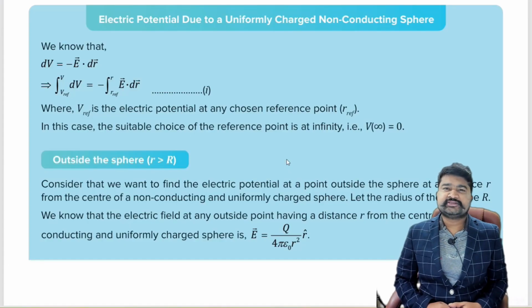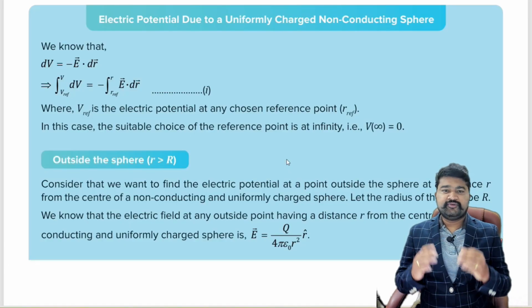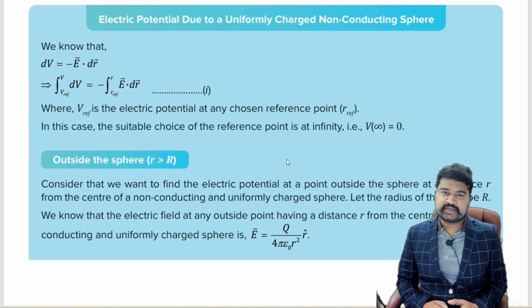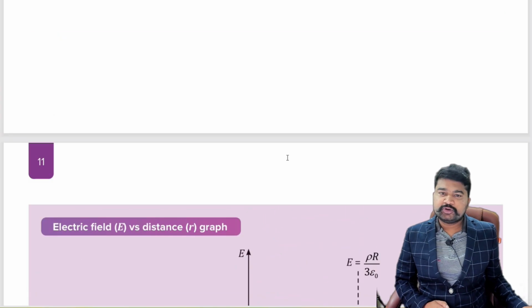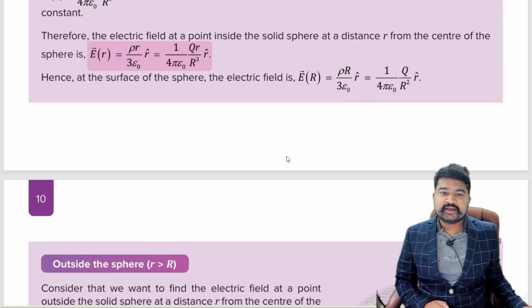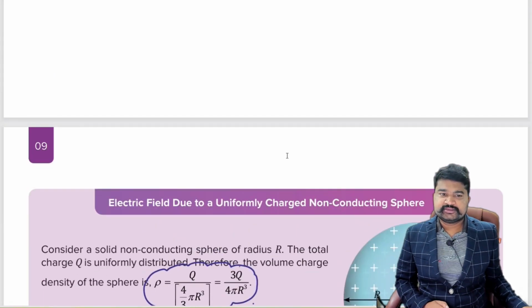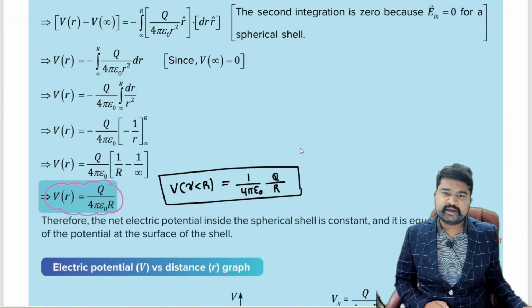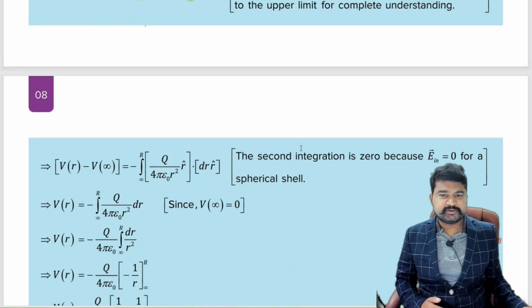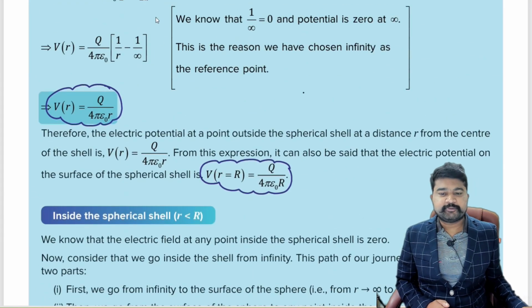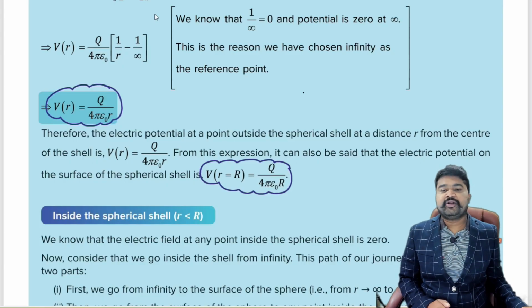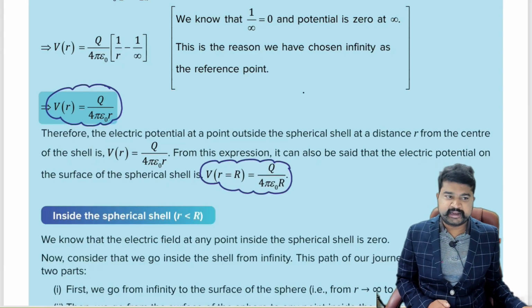Hi, my dear students. Continuing from the last class, we are discussing Gauss's law. Till now, we discussed up to the spherical shell. The spherical shell is completed and the non-conducting solid sphere is completed. So only the electrostatic potential in the case of the non-conducting sphere is pending.